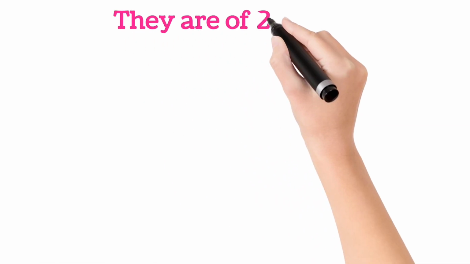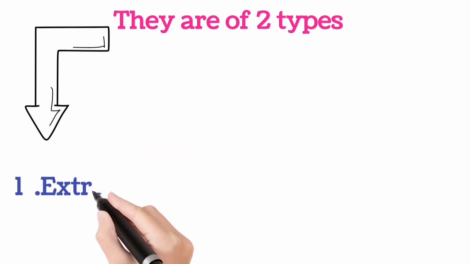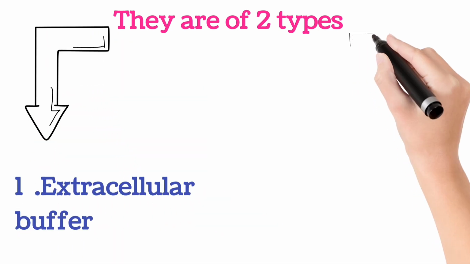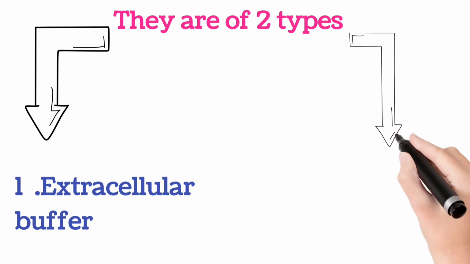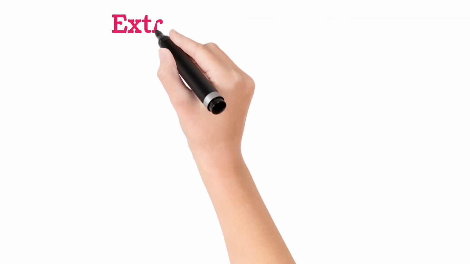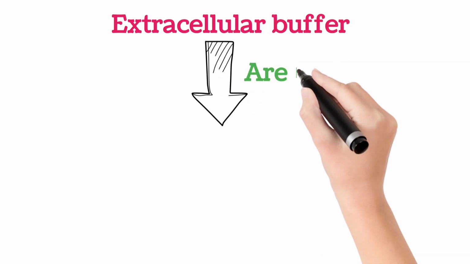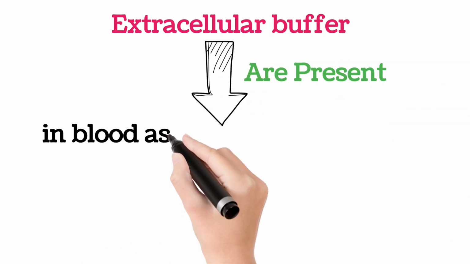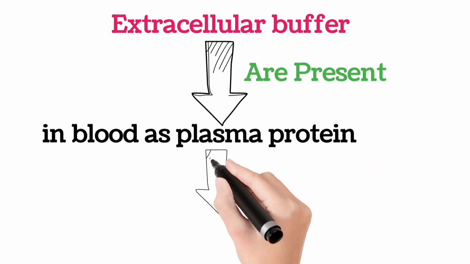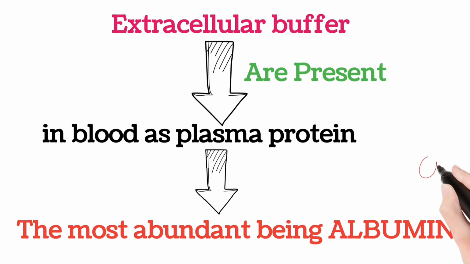The protein buffering system is of two types. The first one is the extracellular buffer and the second one is the intracellular buffer. First, the extracellular buffer. The extracellular buffer is present as plasma protein in blood, and the most abundant of all being albumin.